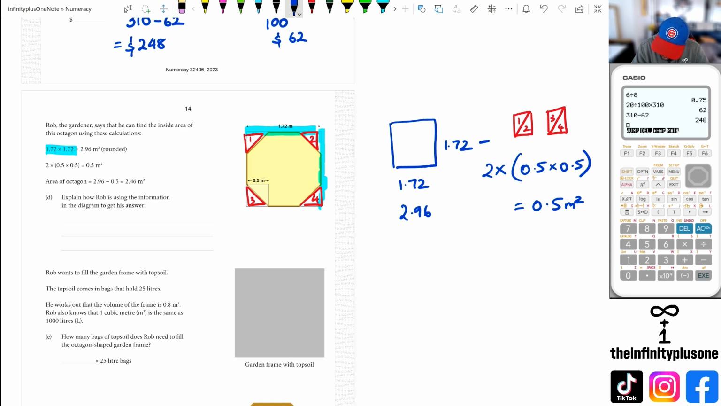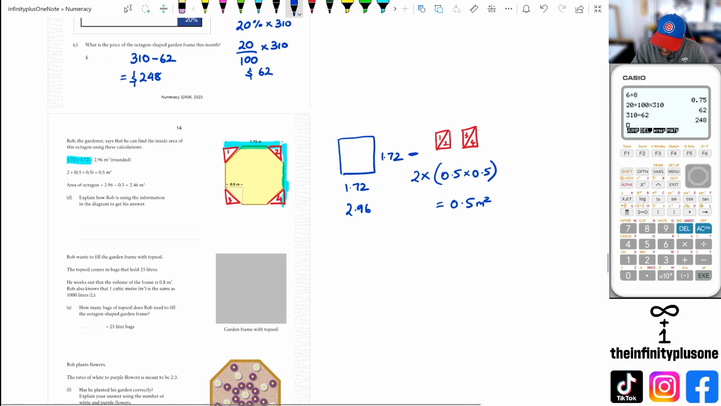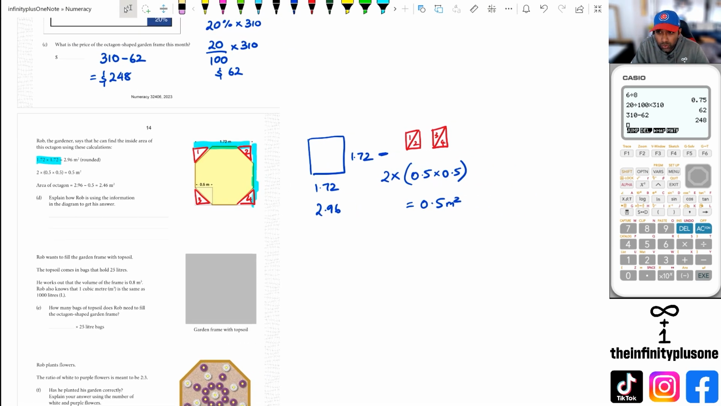Now, if he subtracts from the big square the 4 little triangles or the 2 squares, he is going to end up with the octagon shape, which means he will now get an area of 2.46 meters squared.